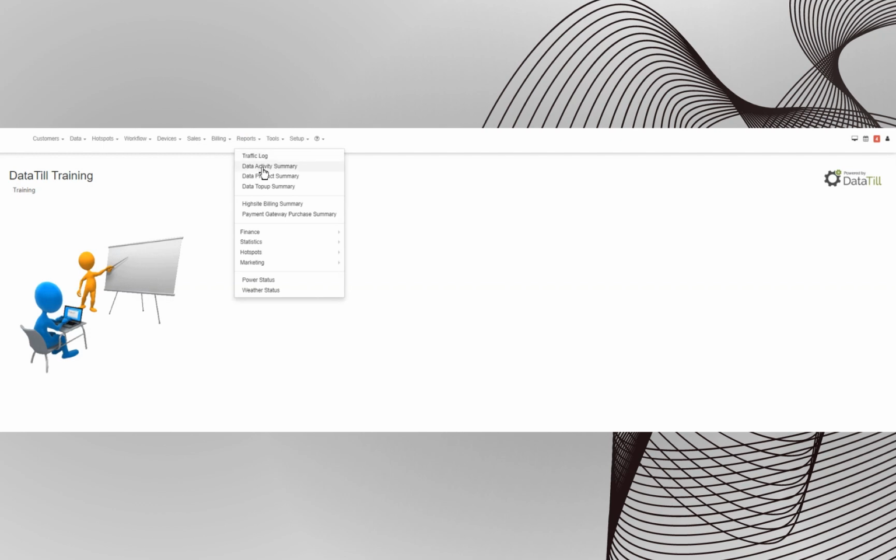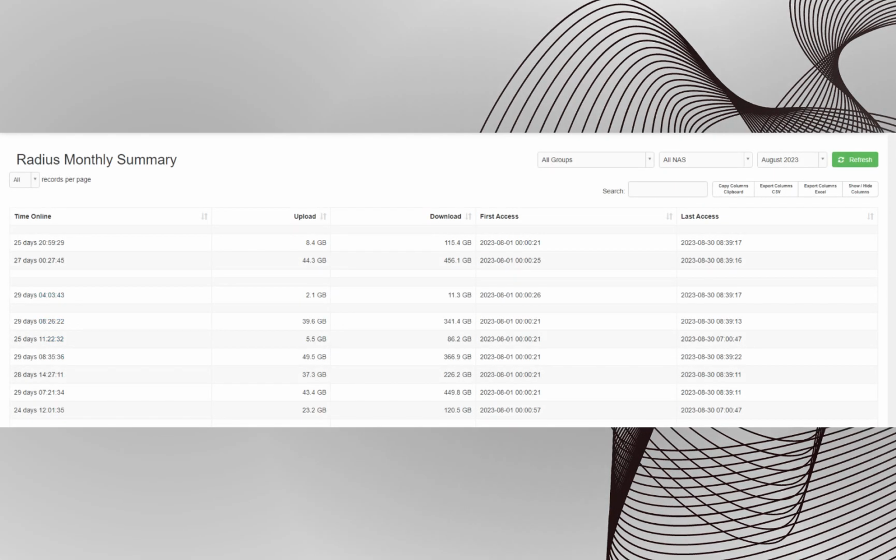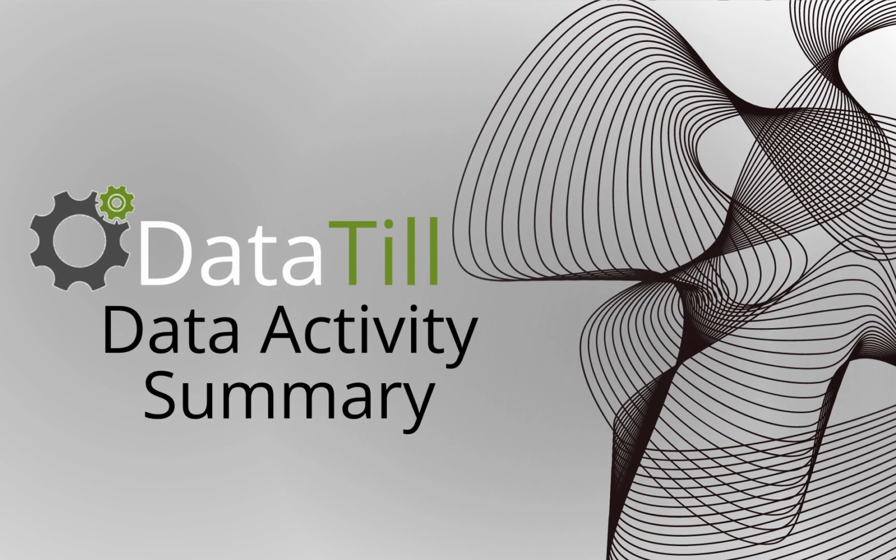Next, we will be looking at the data activity summary. As you can see here, it provides a clear monthly overview of radius data. It includes customer names, usernames, upload and download stats, and the first and last times they were accessed. This is handy as it can let you see the customer usage and their active times all together.